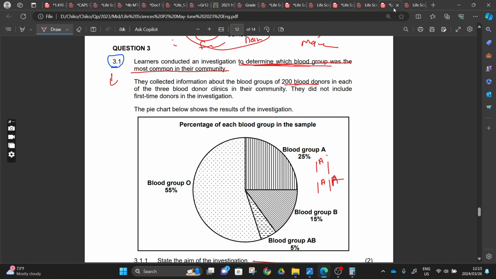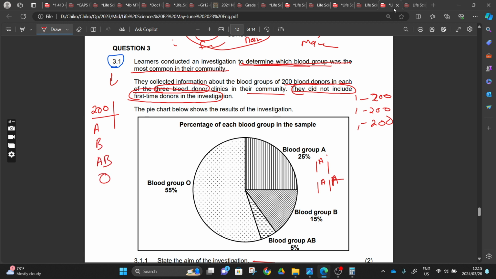They say they collected information about the blood group of 200 blood donors in each of the 3 donor clinics. It means that we have 1, 2, 3, and we took 200 in each community, and they did not include first time blood donors. The pie chart: they went to a clinic and requested the list of blood donors, and from those 200 they checked which ones are blood group A, which are blood group B, which are blood group O. They went from the first clinic to the second and the third clinic, combined the results, and came up with this pie chart.